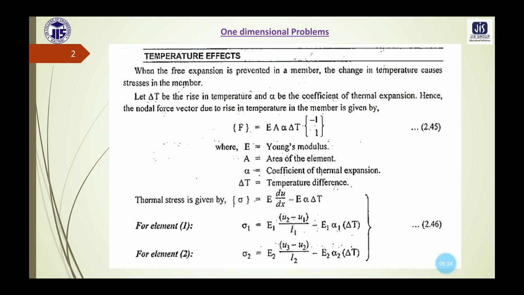So now this formula that we have discussed in the earlier slide, considering the temperature effect, the formula of thermal stress we need to apply here.